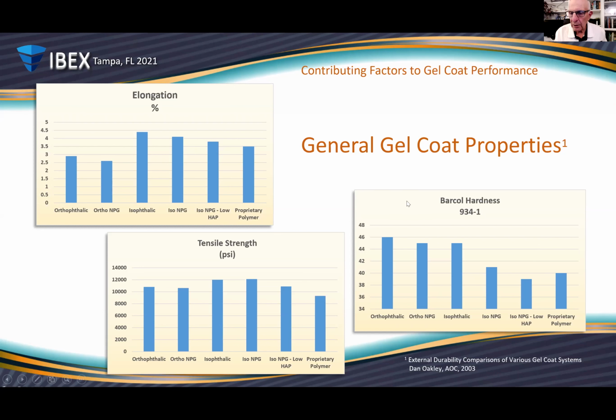And then we have Barcol hardness, or the measure of hardness of the material, which is equilibrated in some sense, not directly, but indirectly, to the gloss of the material. So you can see here that some of the highest elongation materials have lower Barcol hardnesses than some of the other materials. So these are always the factors that the gel coat suppliers are working with in order to create a gel coat that's going to be suitable for a specific purpose, like boat applications.